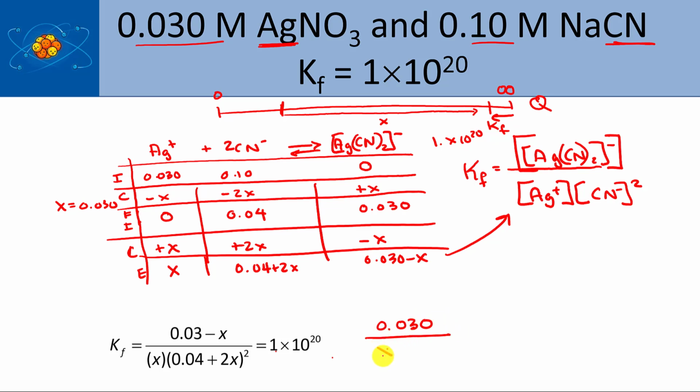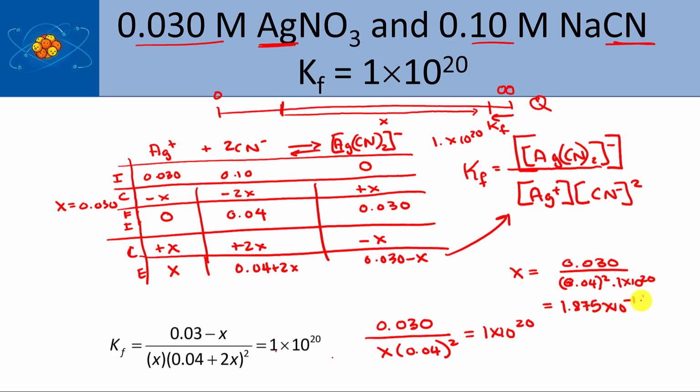So we get to write then that 0.030 divided by X times 0.04 squared is equal to 1 times 10 to the 20th, and then we can rearrange this so that X is equal to 0.030 divided by 0.04 squared times 1 times 10 to the 20th, and for sure that will make that value small if nothing else does. And X ends up being 1.875 times 10 to the minus 19.